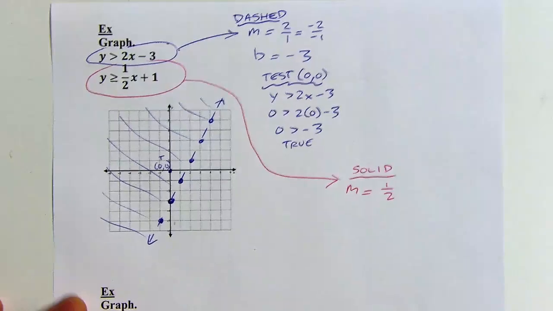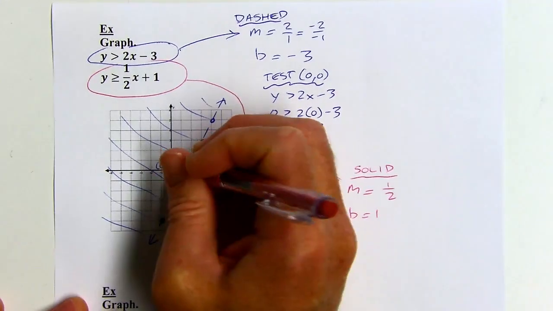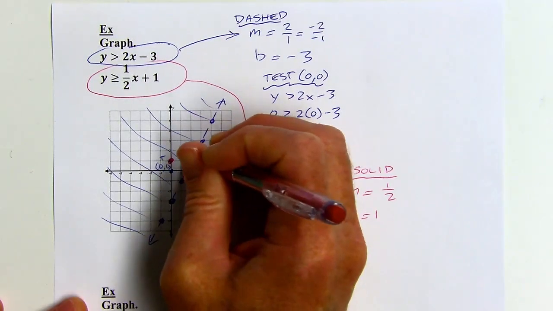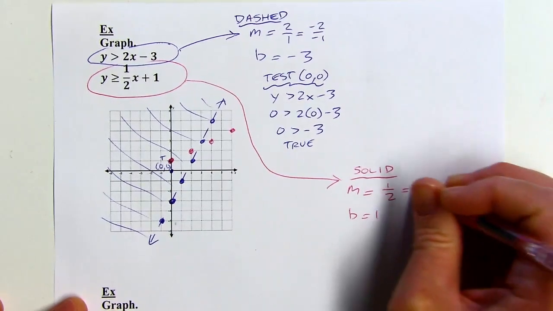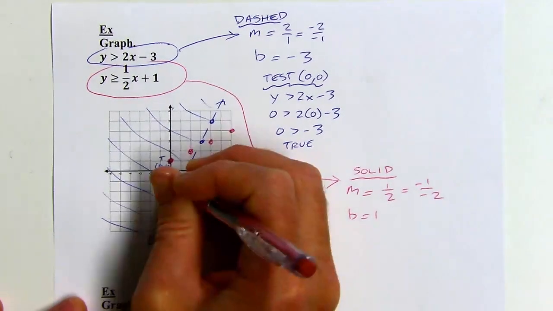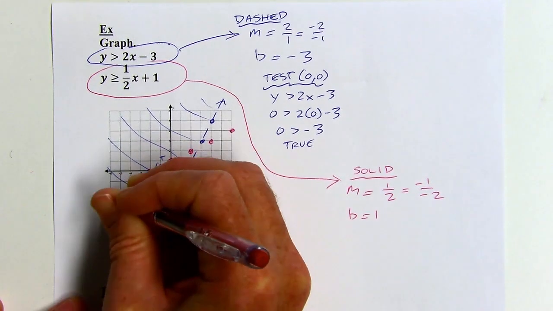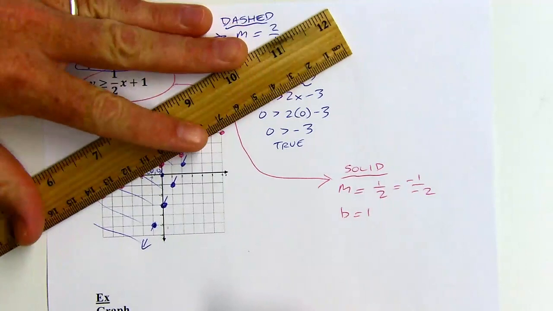So my slope is 1/2. And then my y-intercept is 1. Okay, so there's my y-intercept, and I'll go up 1, right 2, up 1, right 2, up 1, right 2, all the way across, or I could go down 1, left 2, down 1, left 2, down 1, left 2. Okay, and then I'm going to draw in my solid line.